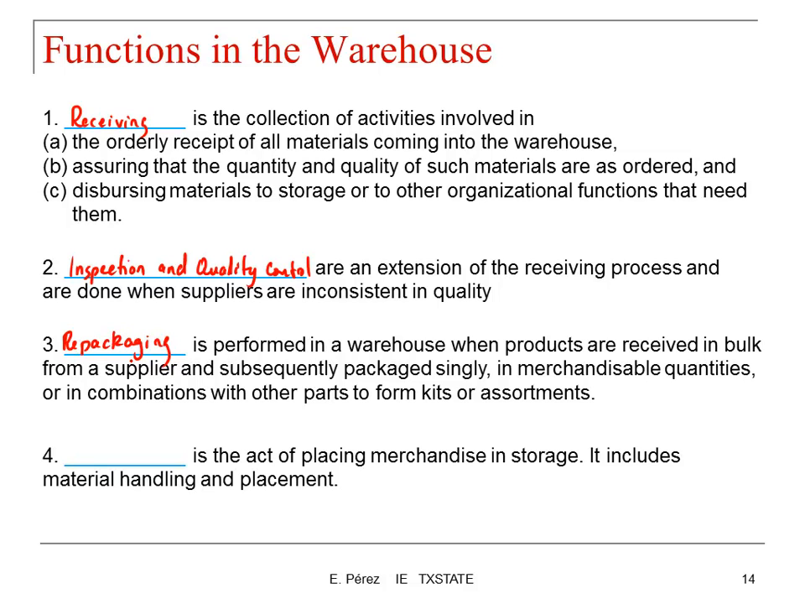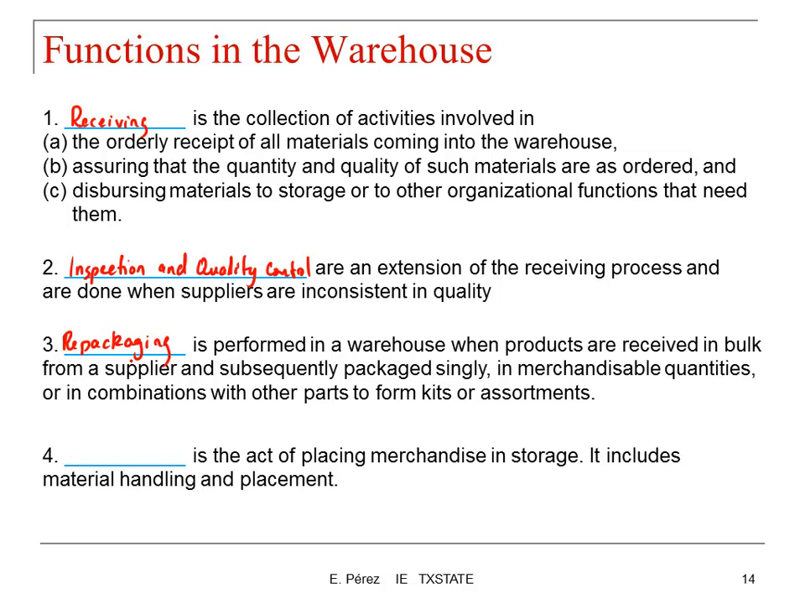It's performing in a warehouse when products are received in bulk from a supplier and subsequently packaged simply in merchandisable quantities or in combinations with other parts to form kits or assortments. So I'm going back to the example of Amazon. They also provide a special type of packaging. I don't remember the name right now, but that's what they do. They put together some of the items that are related in terms of the functionality for the customer.